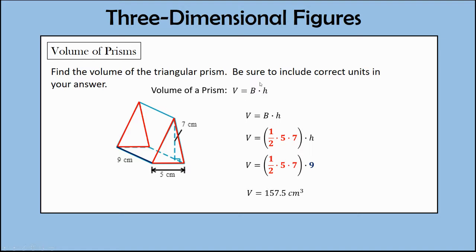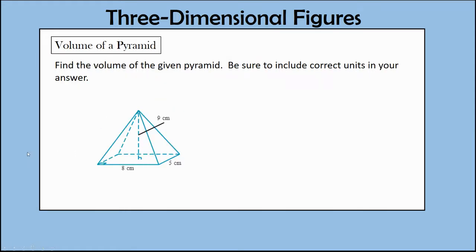Okay. Formula starts the same here, right? But it changes because the base shape's a triangle, and here's how you find the area of a triangle. All right. So that's how it's different than a rectangle, and that the big B was a different formula.